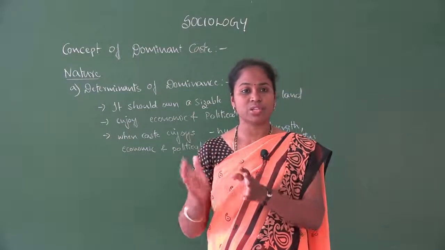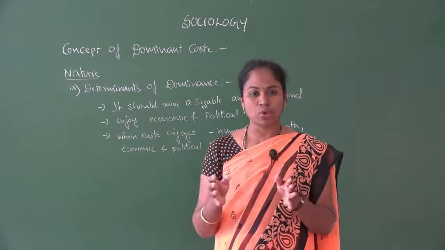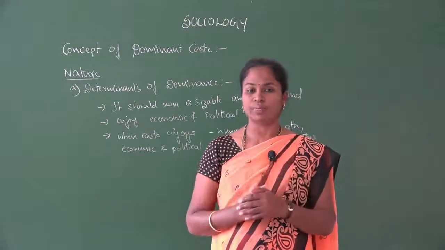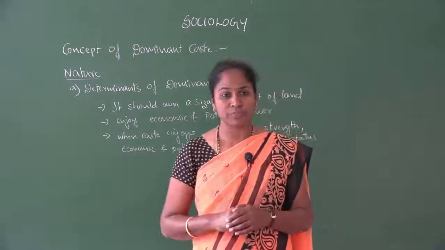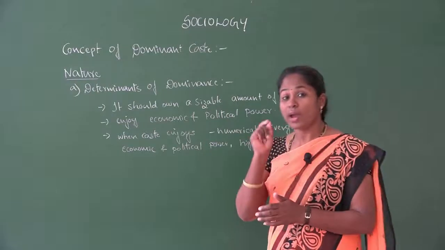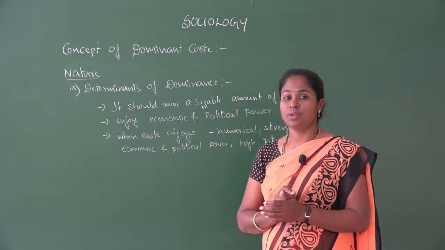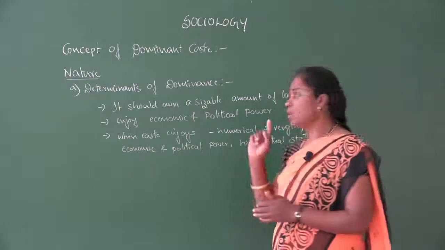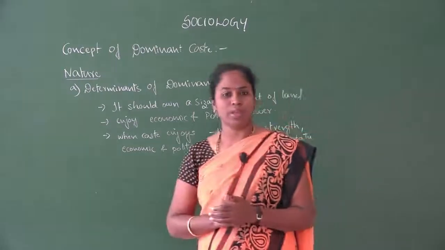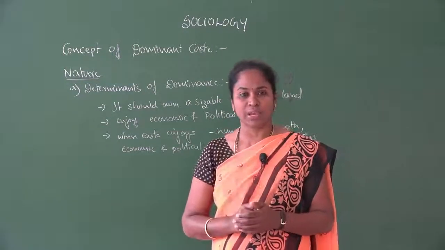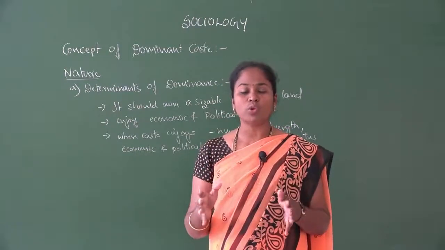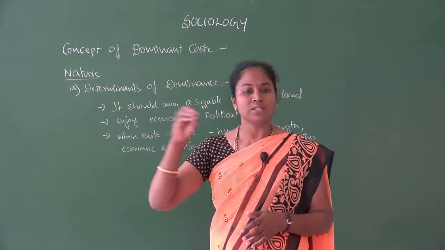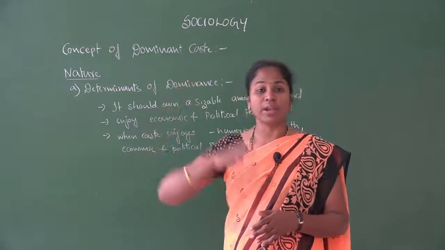Mainly in a traditional society, if a person was strong, he was called a superior one. Then after that the changes took place in the society. When the caste system was introduced, we can see why they are called dominant ones. They should hold some dominance. What are those things? It should own a sizable amount of land. If we are calling it a dominant caste, it should have a very big amount of land. If that particular caste has a very big amount of land, then we can call it a dominant one.